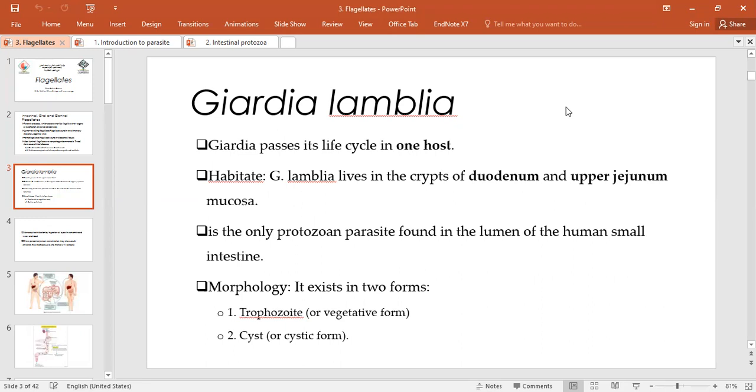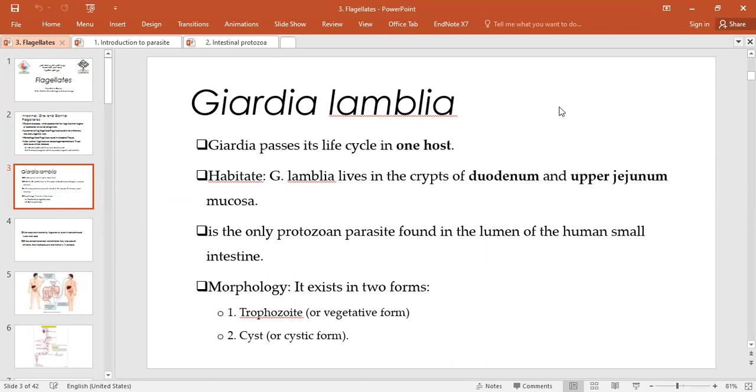It comes alongside poor hygiene, contaminated food and water. Water contaminated, not hygienic. Food also the same. It passes its life cycle in one host. The Giardia lamblia lives in the duodenum and the upper duodenum of the mucosa.